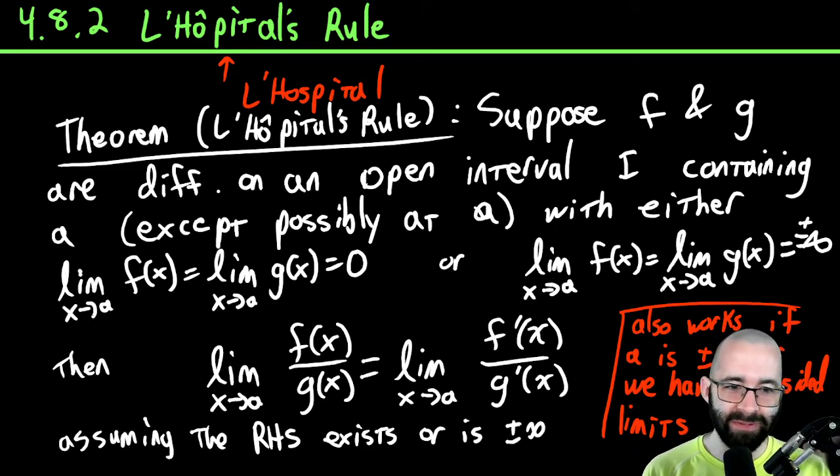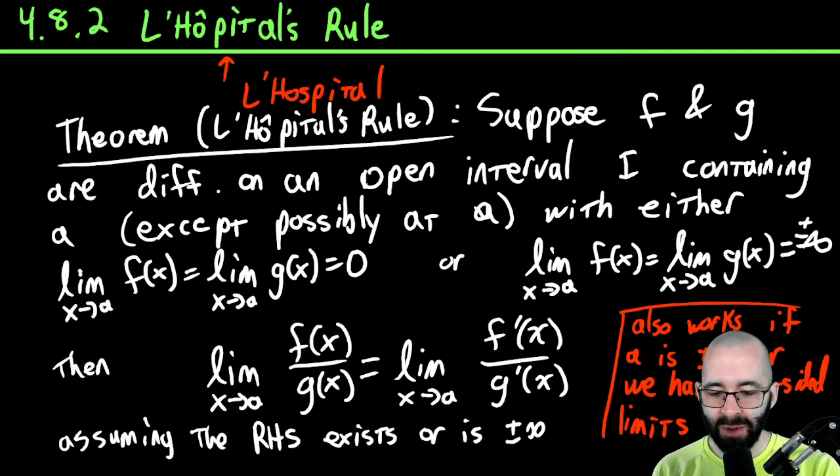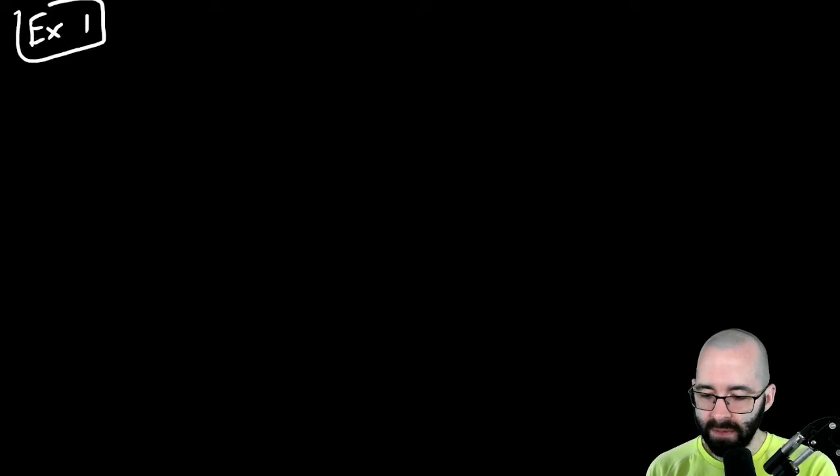Let's use this and make it a little bit more clear. Let's clarify what's going on. A lot of introductory stuff in this section, so let's get our hands dirty. Example 1: evaluate the following limits.